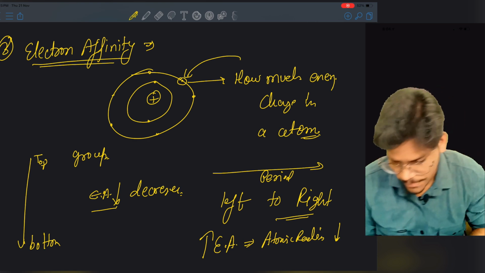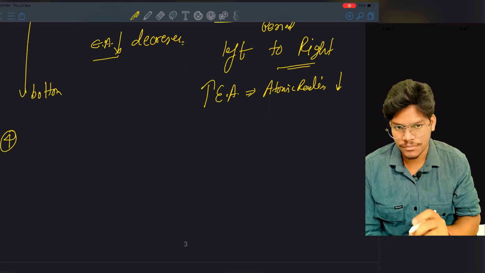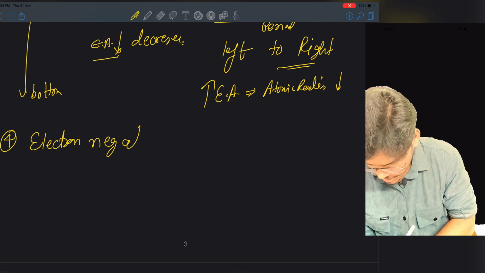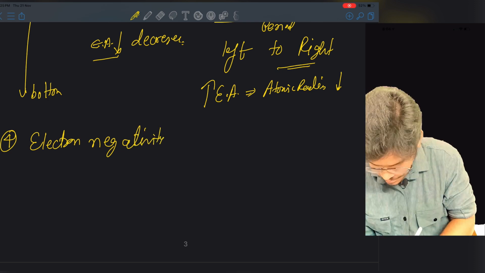Okay, and the fourth one is electronegativity.